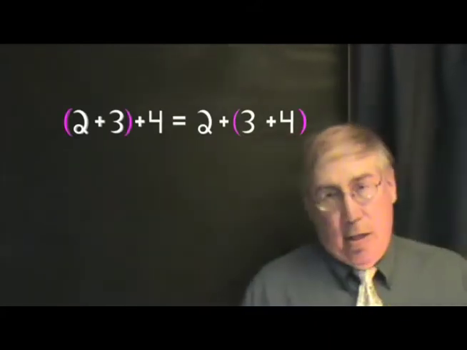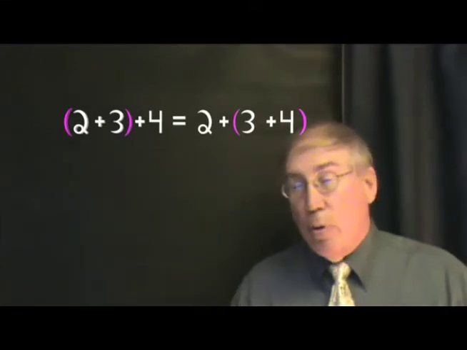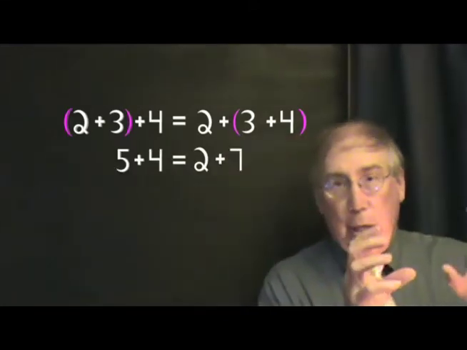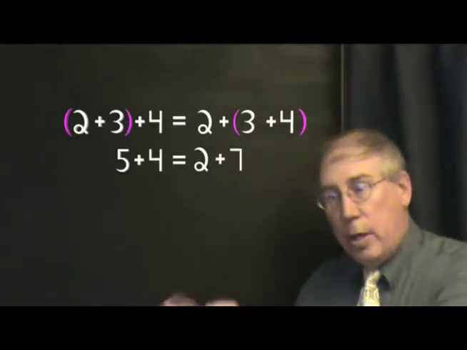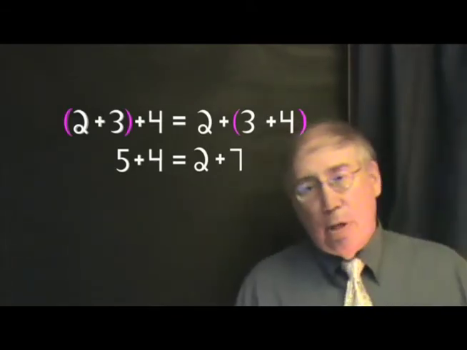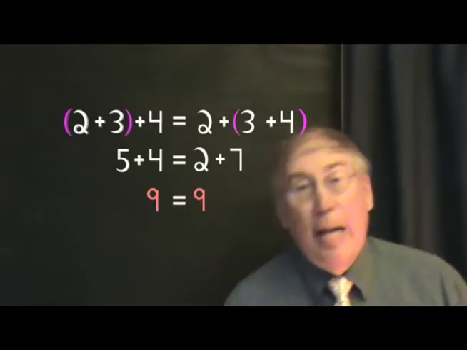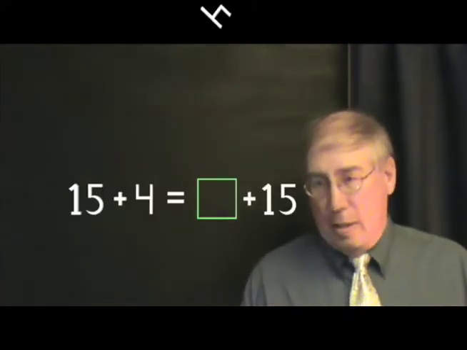So here's a specific example. 2 plus 3 plus 4 on both sides. Let's group the 2 and the 3 on the left hand side, the 3 and the 4 on the right hand side, and so we should get 5 plus 4 on the left hand side and 2 plus 7 on the right hand side, and so we have 9 equals 9.